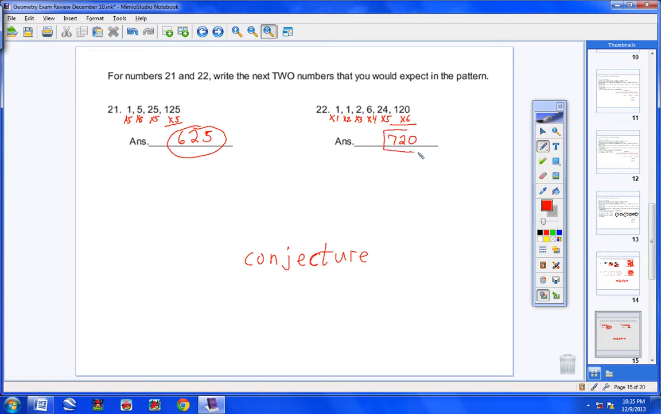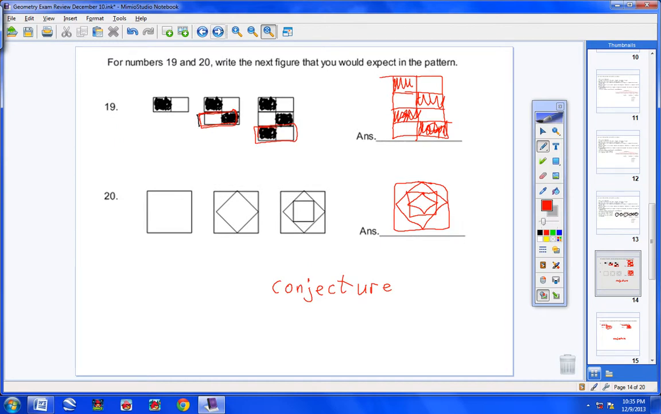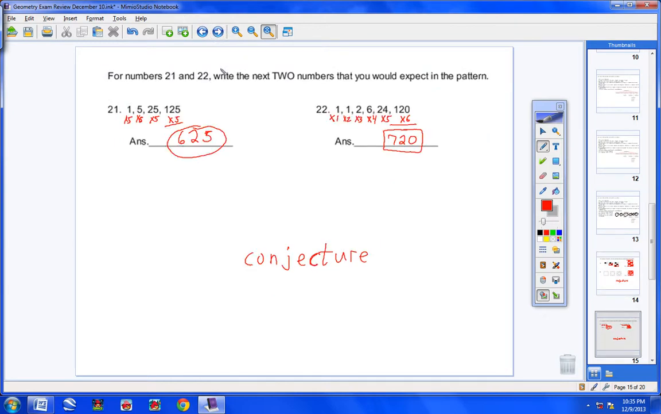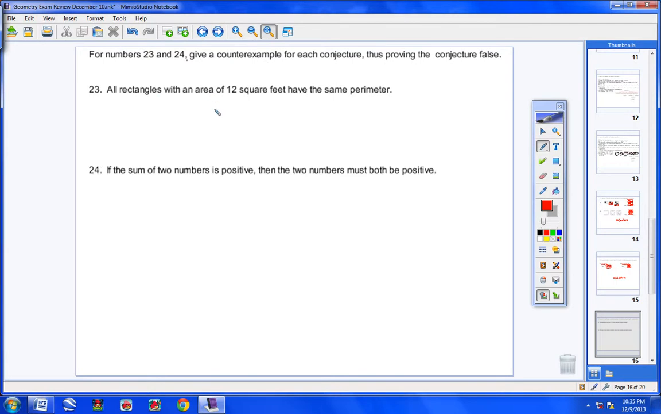Again, there's no way I can teach you steps on this. It's just looking at a random set of numbers and figuring out a pattern that's going on and then making a conjecture as to what the last number will be. Okay? So that's numbers 21 and 22. So on your test, be able to look at picture patterns and number patterns and make a conjecture as to what the next number will be. All right, numbers 23 and 24. I want you to give a counterexample for each conjecture.